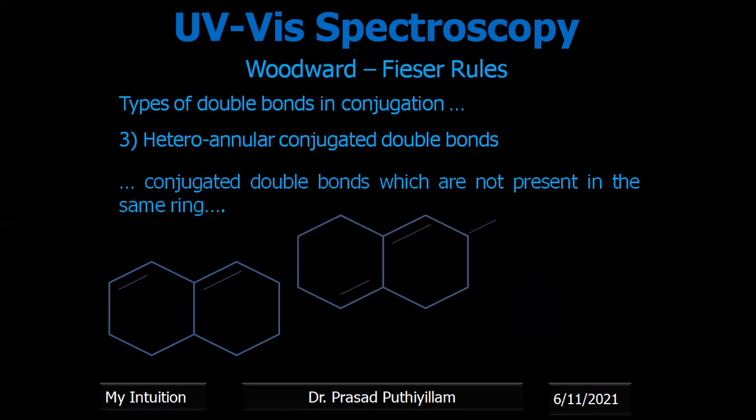I can give another example. A double bond is present here as well as here. So this alkyl group will not have much effect here. Therefore, this is also an example of heteroannular conjugated double bonds. The third type, the reverse of the first one: a double bond present here and a double bond present after one single bond, and the bonds are present on two different rings. Therefore, we can call it heteroannular double bonds.